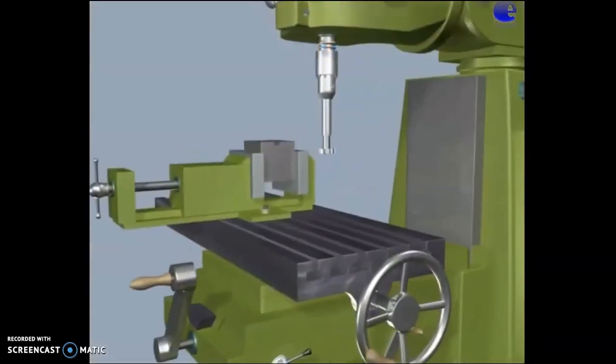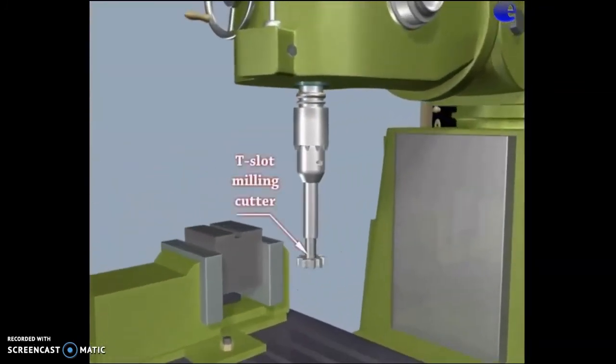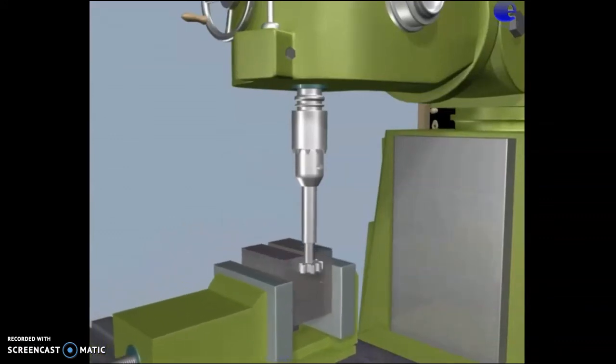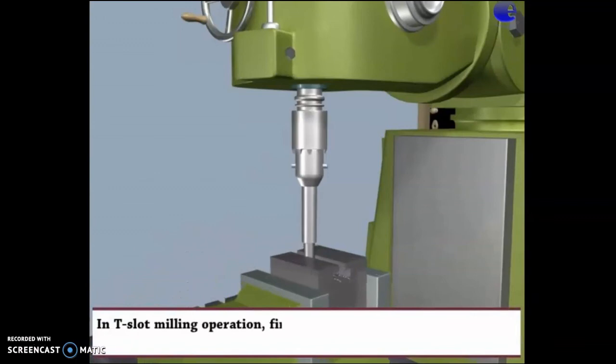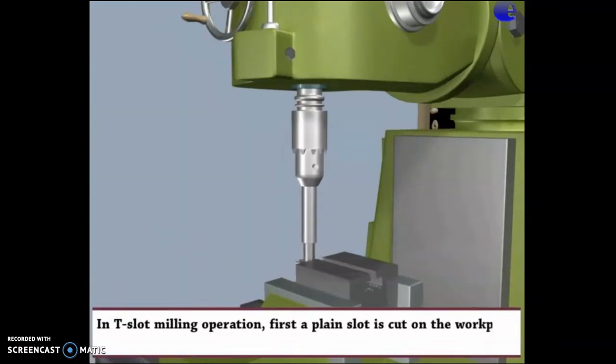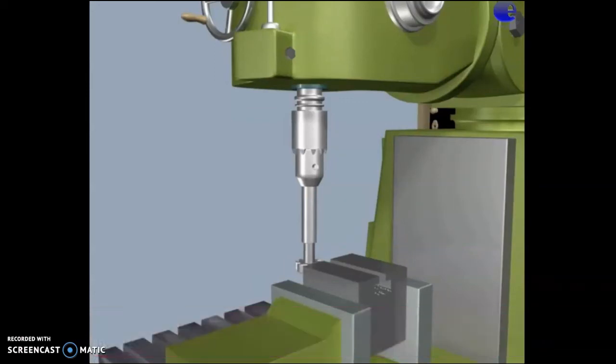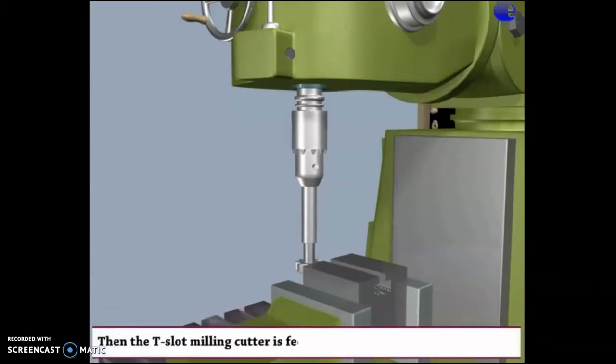T-slot milling. T-slot milling cutter, the workpiece. In T-slot milling operation, first a plain slot is cut on the workpiece by a side milling cutter. Then the T-slot milling cutter is fed from one end of the workpiece.